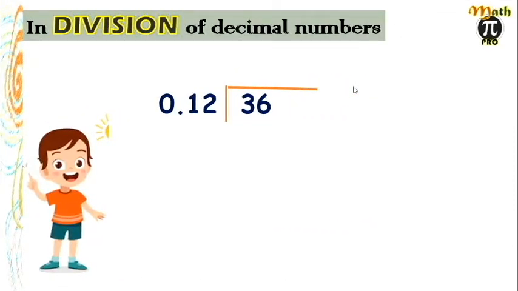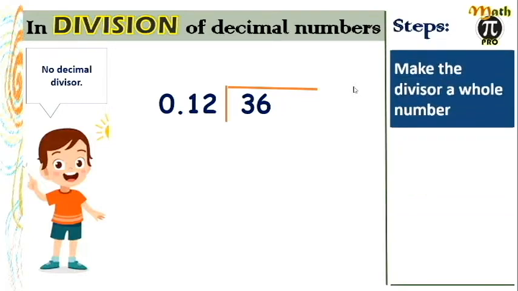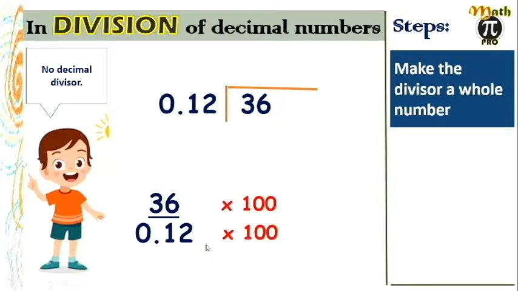In this case, our divisor is a decimal, but our dividend now is a whole number. But again, the basic rule: no decimal divisor. So that means we have to proceed to step 1. Again, let us try to write them in fraction form. So we have 36 over 12 hundredths. To make our divisor a whole number, we have to multiply it by 100. And we have to do the same in our numerator.